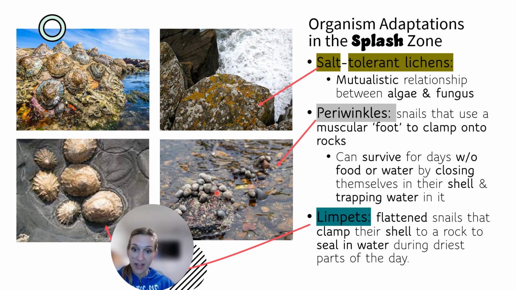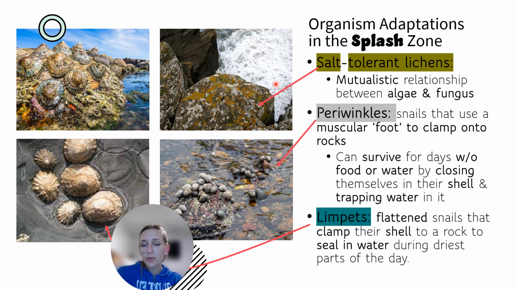Three organism examples that are in the splash zone. We have salt tolerant lichen. They need to be salt tolerant because they're living at the beach. These are just the little orange organisms that you see covering the rocks, and we've seen them in the previous pictures. They are on the top part of your high tide zones. This is a mutualistic relationship between algae and fungus, and I know I mentioned it in class a couple weeks ago, but this may have been something that you talked about when you talked about succession and pioneer species and ecosystems when you did regular biology.